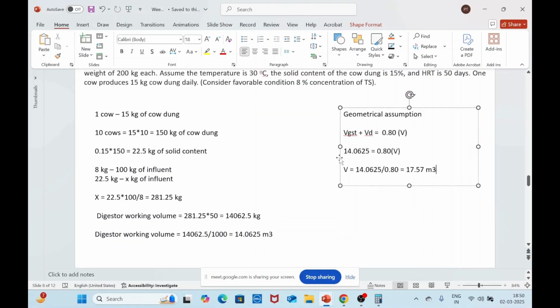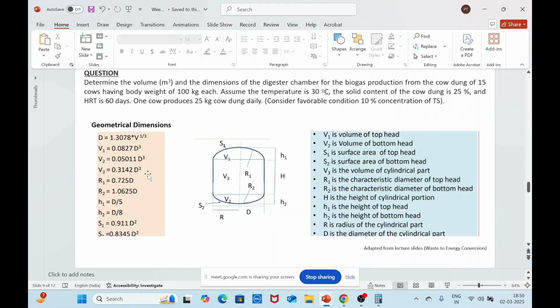Okay, so you just mean to say that I need to continue solving it using these formulas as well, right?